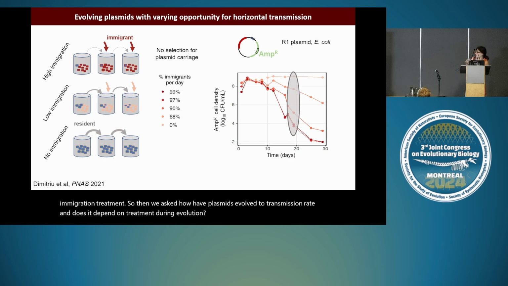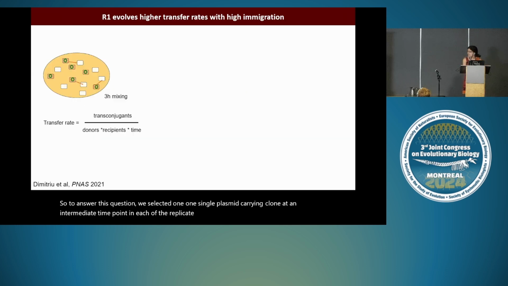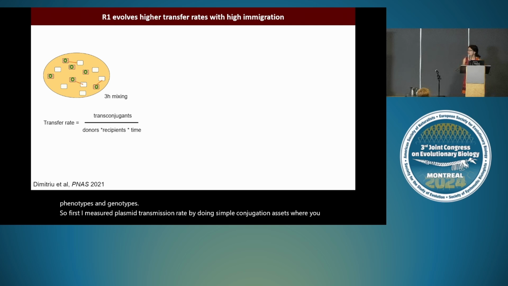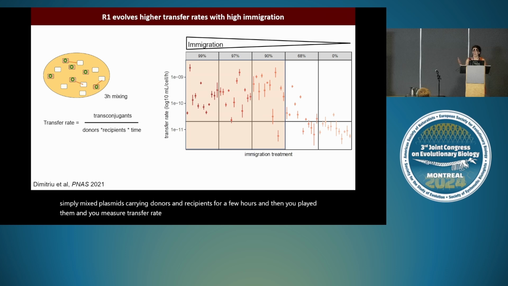To answer this question, we selected one single plasmid-carrying clone at an intermediate time point in each of the replicate lineages and characterized their phenotypes and genotypes. First, I measured plasmid transmission rate by doing simple conjugation assays, where you simply mix plasmid-carrying donors and recipients for a few hours, and then you plate them. You measure transfer rate as the amount of transconjugants, so recipients that received the plasmid, divided by both donor and recipient densities. And these are the results we observed.